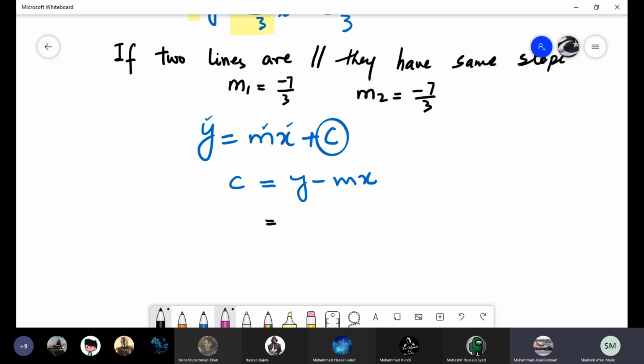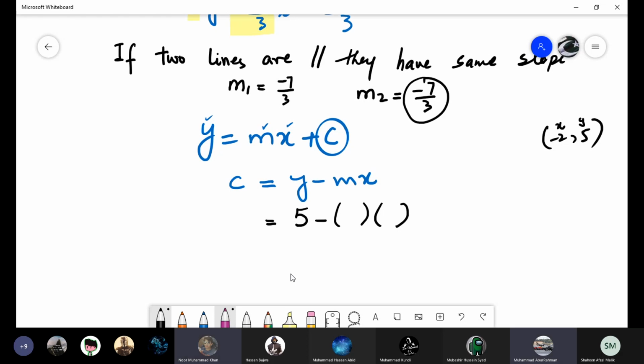What is y given to you? The points are minus 2 and 5. This is x and this is y. So y is 5 and x is minus 2. m is minus 7 over 3. So simplify this one: 5 minus minus 7 over 3 times minus 2. Minus times minus is plus, 7 twos are plus 14 over 3.